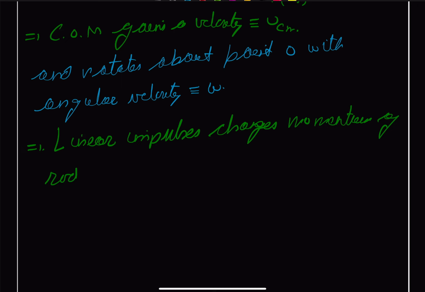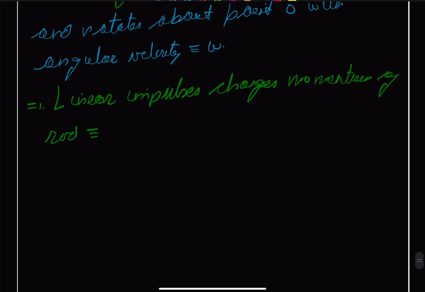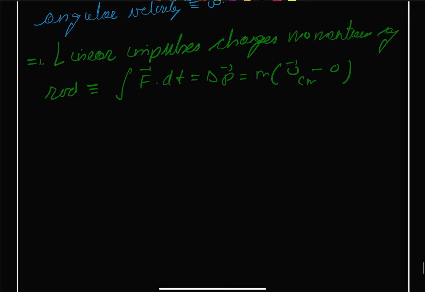Which means that the integral of our force for small time dt will be equal to the change in the momentum, which is equal to m velocity of center of mass minus 0, because initially it was at rest, and this can be written as momentum p in j unit direction will be equal to m velocity of center of mass.